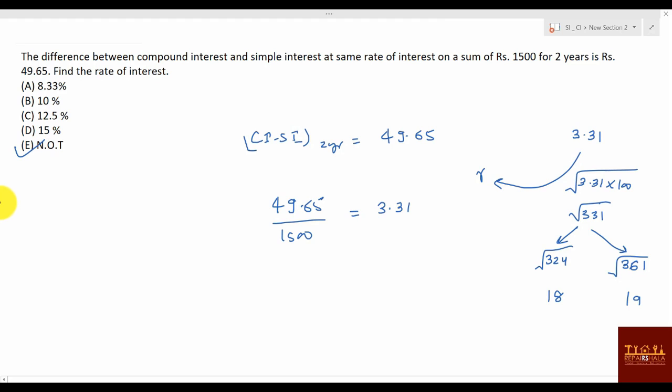Or if you want to be a little quick, anyway you know that whatever value you get here, you have to take a square root. So if you take a square root of 3, you will be getting something like 1.732. Means your rate of interest will be something like 17 point something. Do you have 17 point something here? No. So directly you can put none of these. Clear?